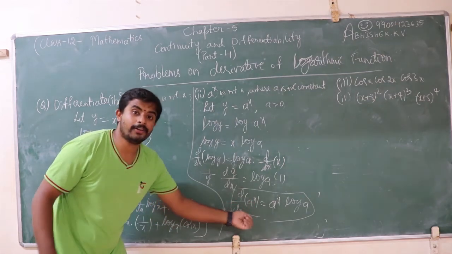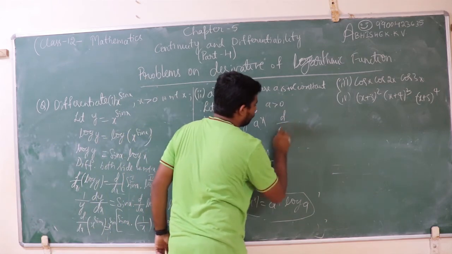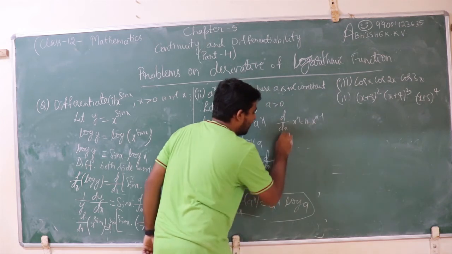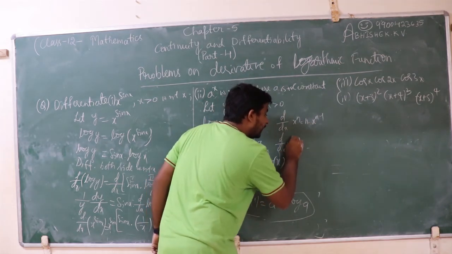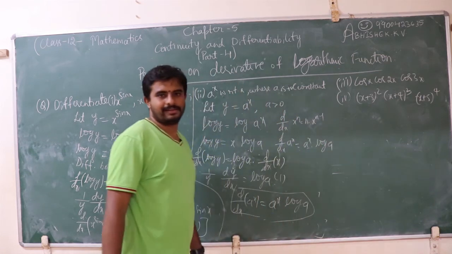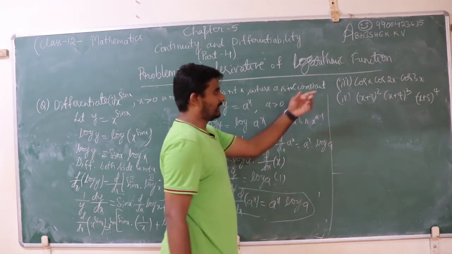See, this is not of the form x to the power of n. Don't confuse that. The derivative of x to the power of n is n into x to the power of n minus 1. The derivative of a to the power of x is a to the power of x into log a. Please add this formula to your formula list. Yes, let us move on to the next problem.